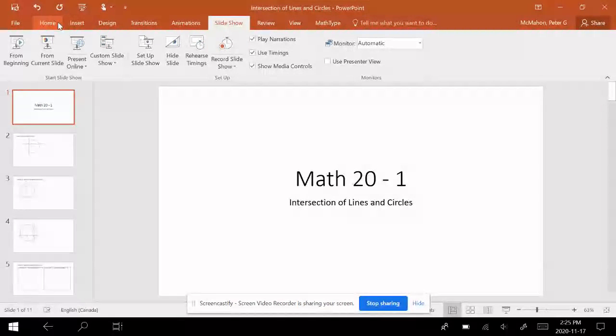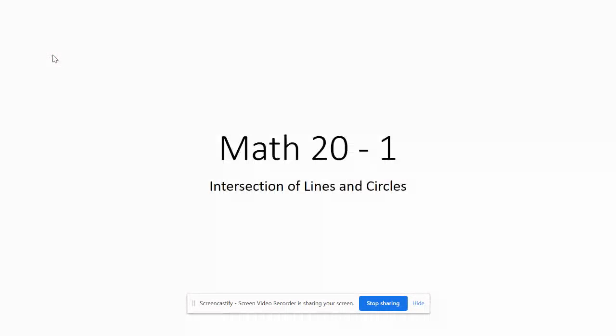So sorry, guys. This is one of the topics that was not in the D2L shell yet. Thanks for your patience and for reminding me that I didn't have this one done yet. So the topic over here is called intersection of lines and circles.